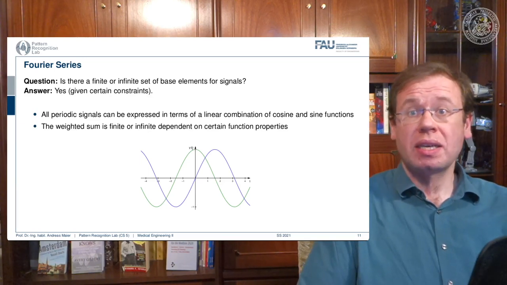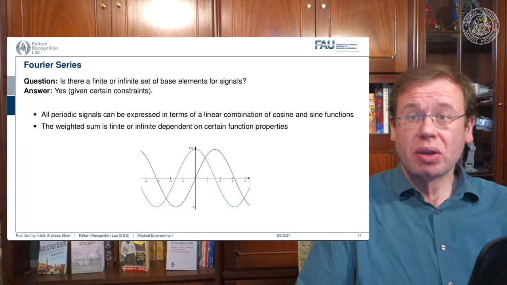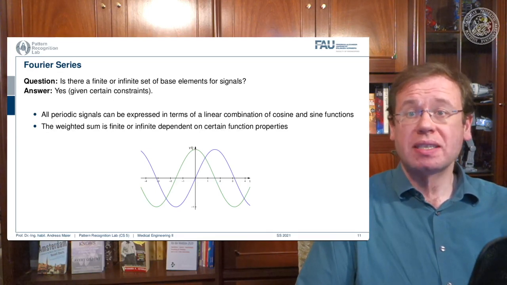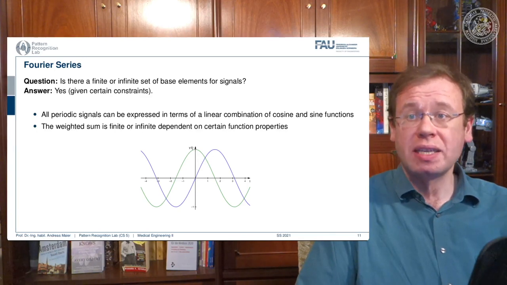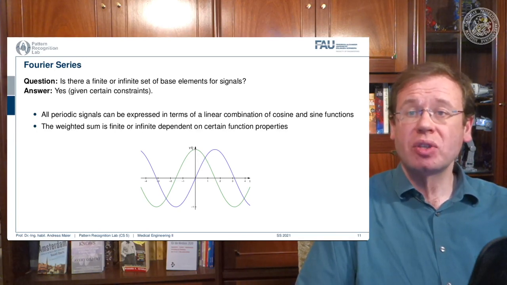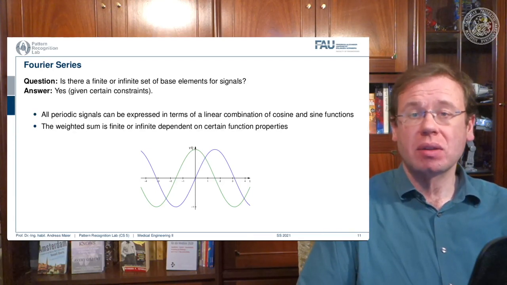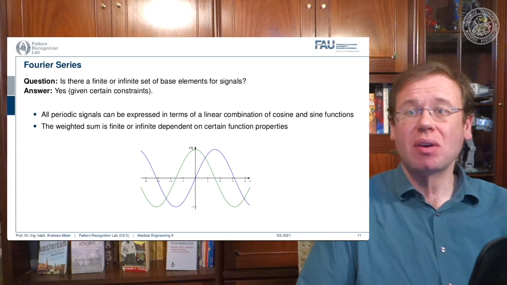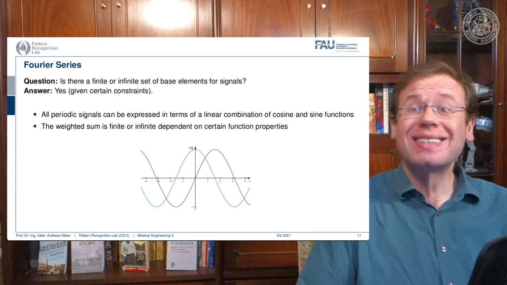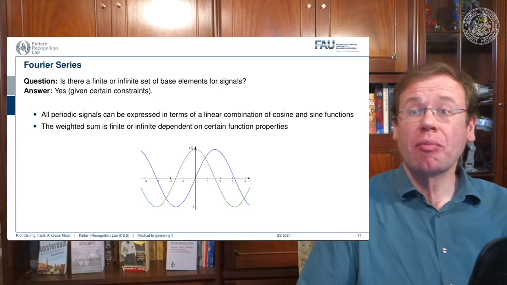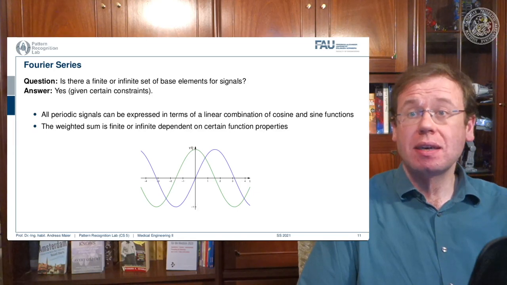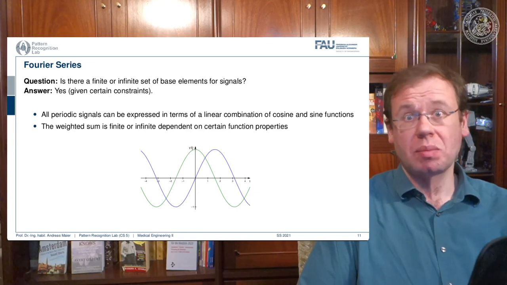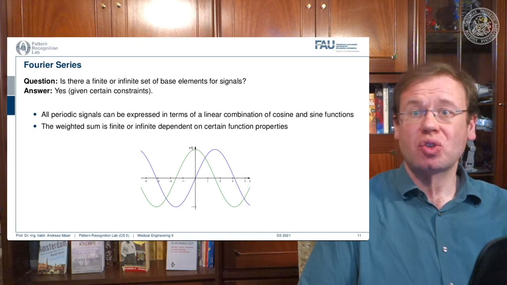And the key idea now is that we want to express periodic signals. And all periodic signals can be expressed in terms of linear combinations. So you multiply with a certain weight, cosine and sine functions, and add them up. So the weighted sum can be finite or infinite, depending on the properties of the signal. But the combination of different sine waves of different frequencies or wavelengths is then able to approximate any kind of periodic signal. That is a pretty interesting observation, isn't it? Do you believe that? Well, I'll show it with a short example.